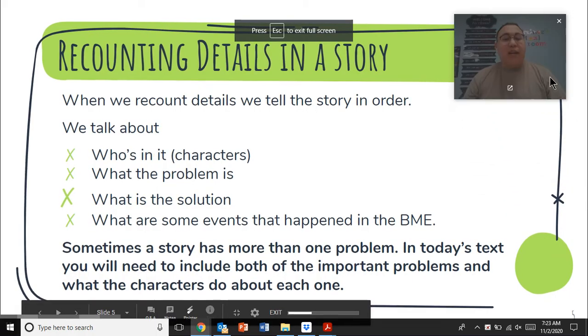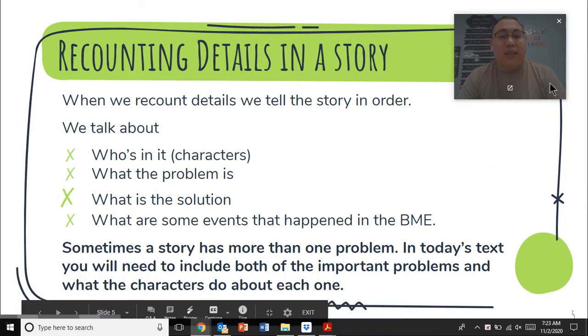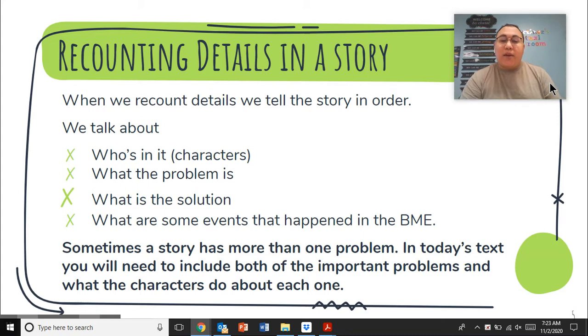All right, friends. So today we're going to be talking about recounting details in a story. When we recount details, it's sort of like giving a summary of what happened in the story. And when we do that, we think about who is in it, the characters, what is their problem, what is their solution, and what are some events that happen in the beginning, middle, and end.